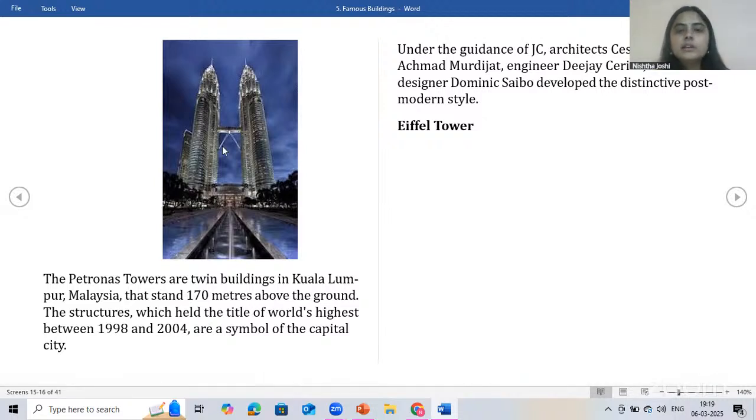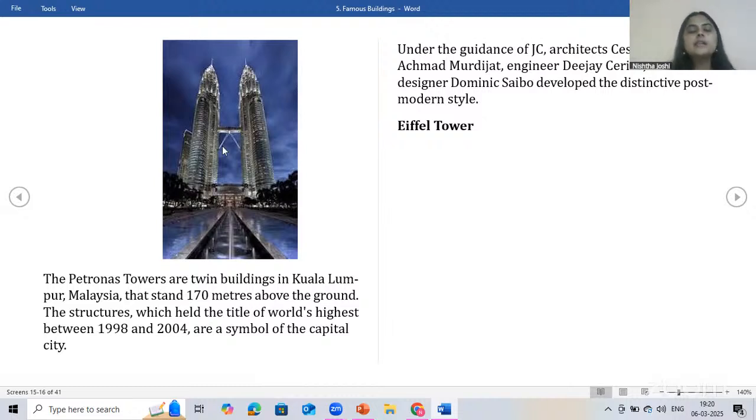Petronas Towers are twin buildings present in Kuala Lumpur in Malaysia, that stand 170 meters above the ground. The structure held the title of world's highest building between 1998 to 2004, and it is a symbol of the capital city of Kuala Lumpur in Malaysia. Many famous personalities related to architecture and construction were associated with the design and building of this particular structure. Famous architect Cesar Pelli was also a part of the designing team, and along with him, many other prominent personalities were there behind the successful construction of these Petronas Twin Towers.